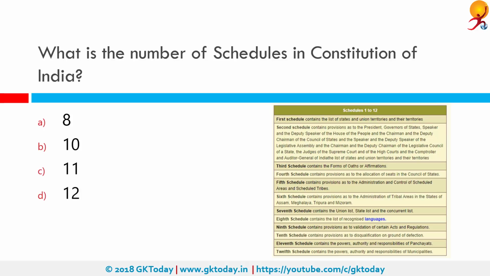Once Sikkim became a state of India, the 10th schedule was repealed but later added once again by 52nd Amendment Act, 1985, in context with the anti-defection law. 11th schedule was added by 73rd Amendment and has list of subjects under the Panchayat Raj institution or rural local government. 12th schedule was added by 74th Amendment and enlists the subjects under municipalities or urban local government. So the correct answer is 12.